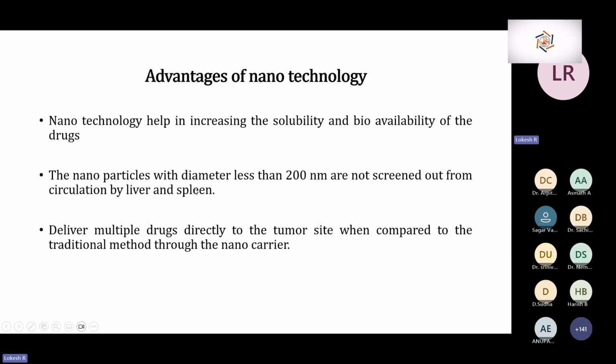Nanoparticles with diameter less than 200 nanometers are not screened out from the circulation by the liver and spleen. Because of their small size, they are able to move to any part of the body. They are able to escape from the blood vessels and are not filtered by the liver. Also, multiple drug delivery to the tumor site is possible compared to the traditional method, using these nanocarriers.